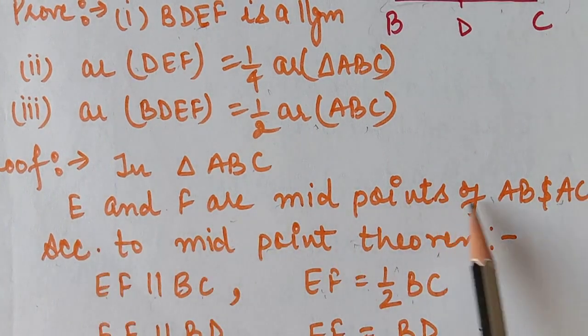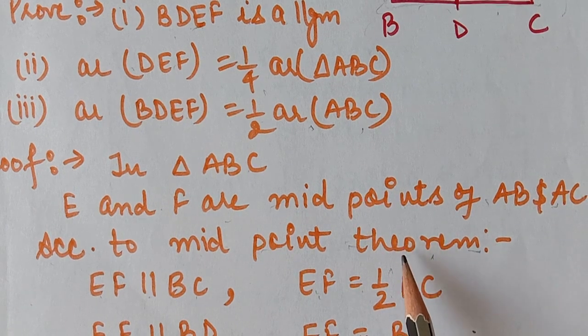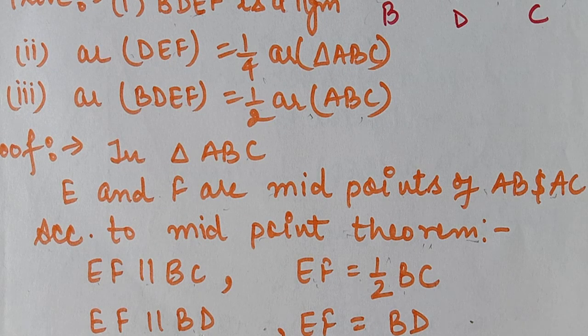E and F are the midpoints of AB and AC. According to the midpoint theorem, you remember what the midpoint theorem is? The statement of the midpoint theorem is that the line segment joining the midpoints of any two sides of a triangle is parallel to the third side and half of the third side. So EF is parallel to BC and EF is equal to half of BC.